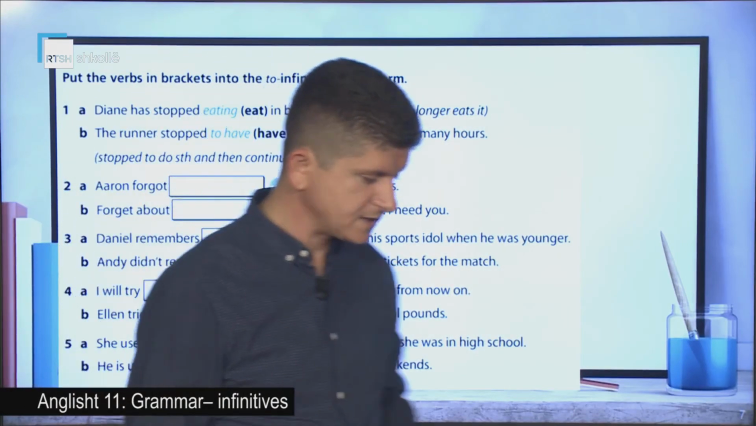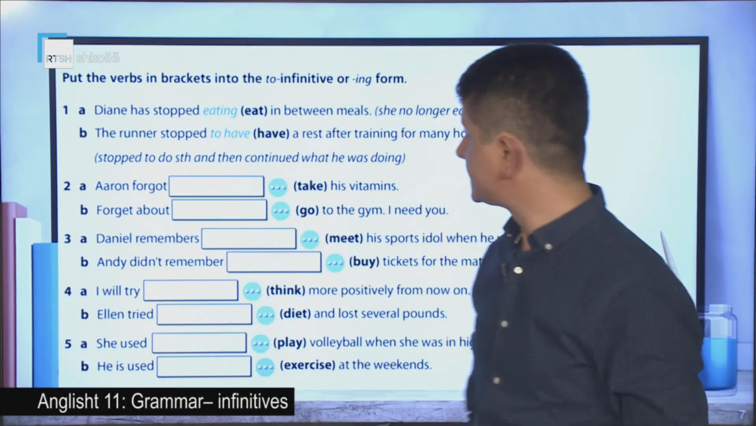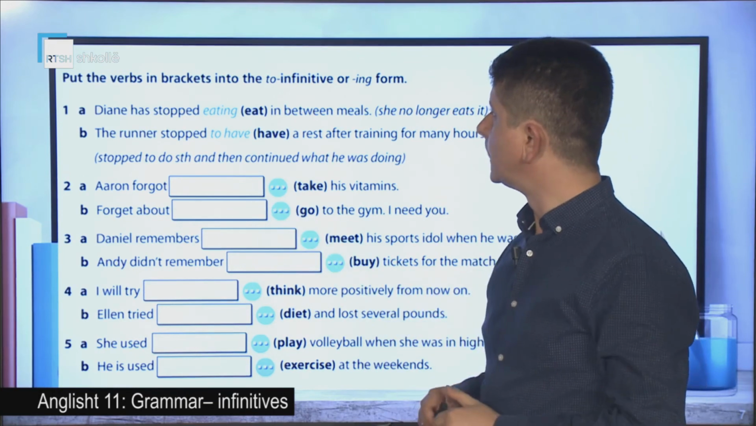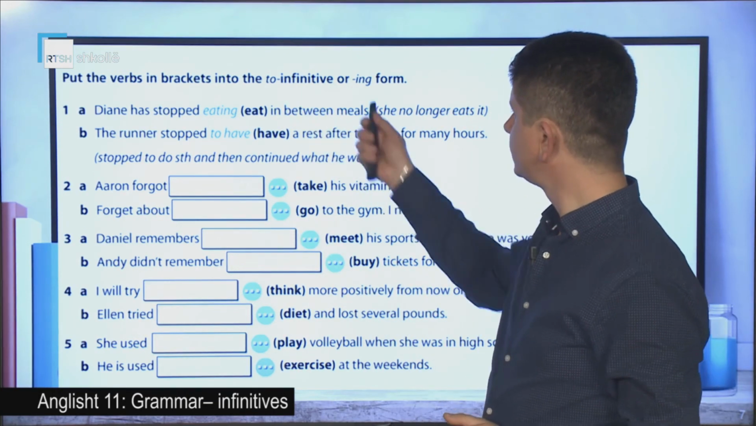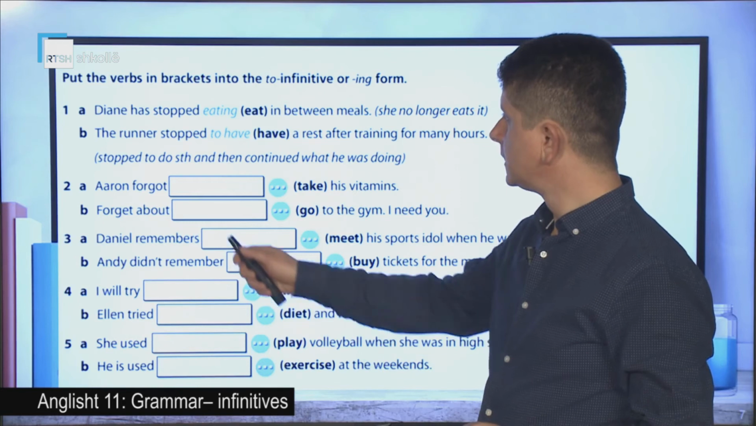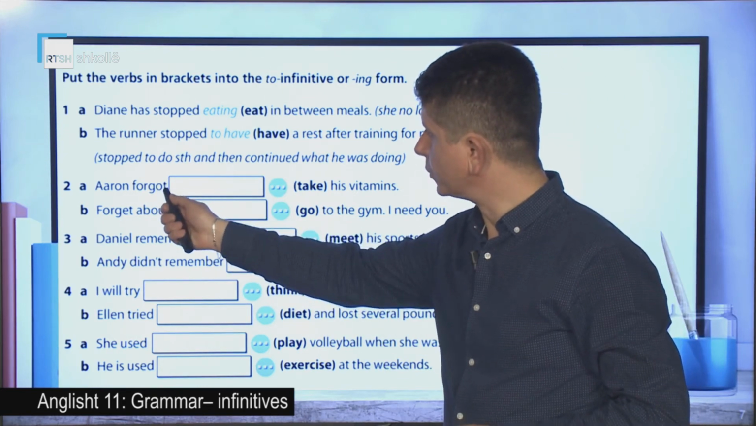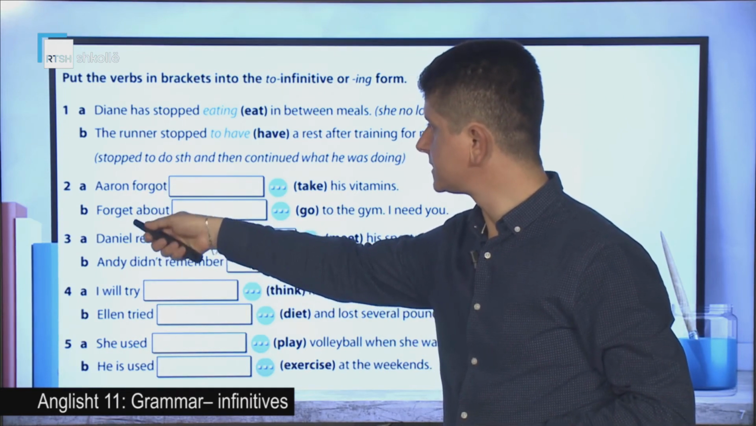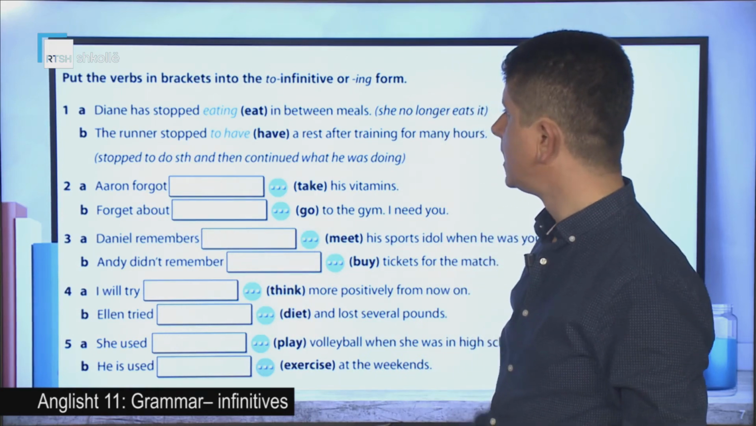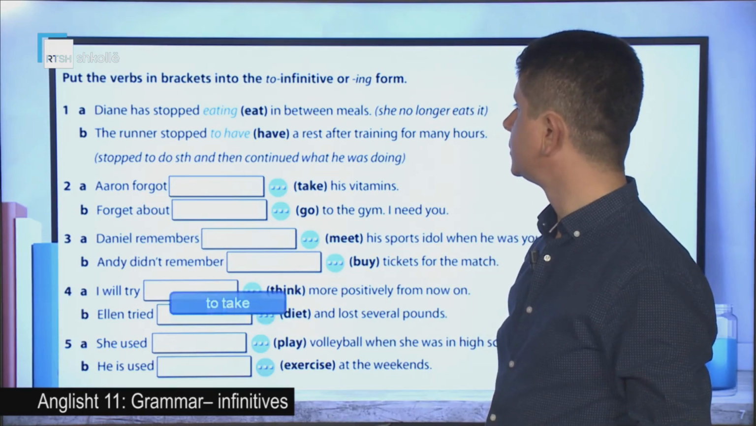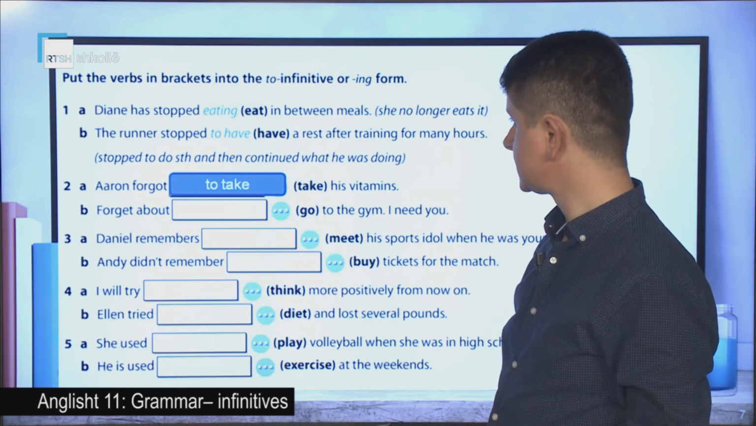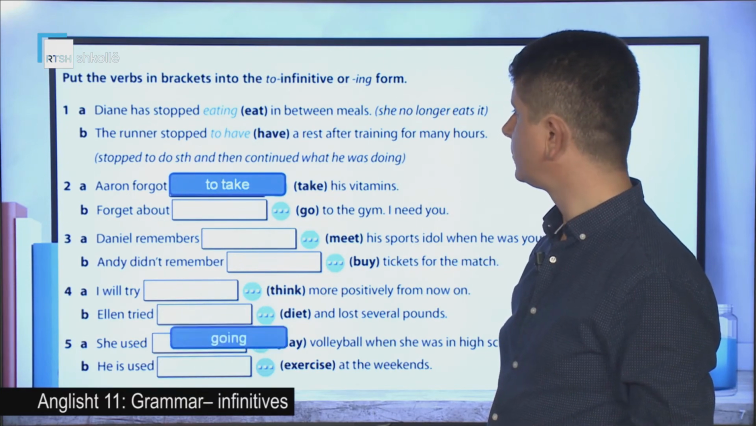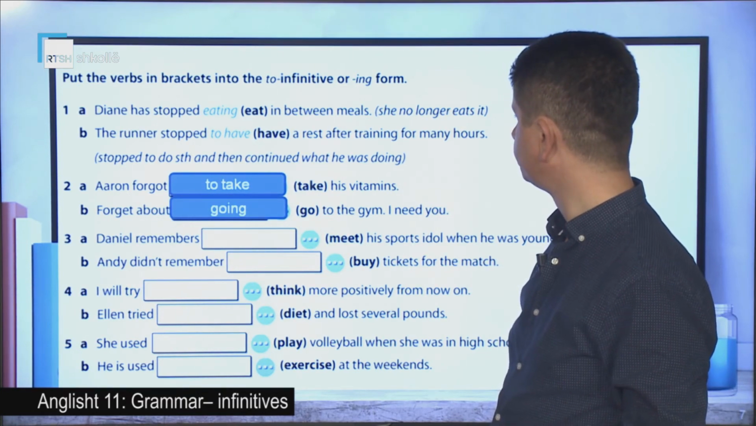Let's do some exercises with this type of verbs. We are going to the second one. So we are going to put in the to infinitive or the ing form. So as you see, we have the same verb, forgot and forget. So this is past simple form, present simple form. Aaron forgot to take his vitamins. So this is the first one, and forget about going to the gym.